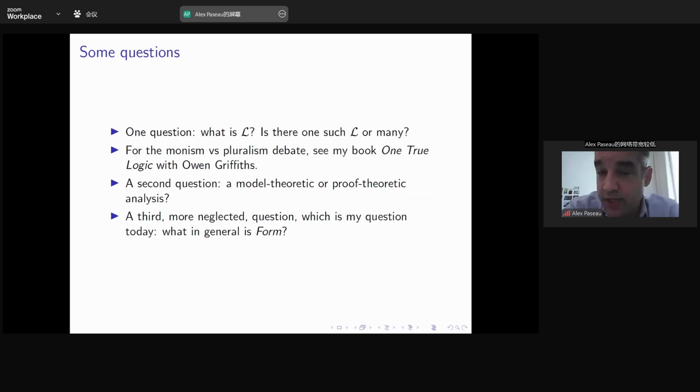One question is, what is logic L? Is there one such logic, or are there many logics? Could you get a different account if you formalize in logic L1 and give a certain semantics for L1, and maybe get another account if you use logic L2, formalize in L2 and have a different semantics for L2? That's a question that I've discussed and others have discussed. It's known as the monism versus pluralism debate in logic. So logical monism versus logical pluralism: whether there's one correct logic in one sense or many.